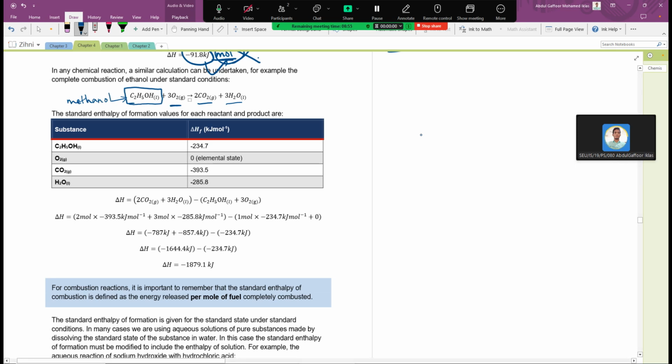Now you see, if we apply this equation here, how you have to write this is delta H is equal to, now we have to just add the formation enthalpies of the products. So we have 2 moles of carbon dioxide, 2 times. Now in the chart they have given the delta H formation in kilojoule mole minus 1. Why have they given the values in kilojoule mole minus 1?